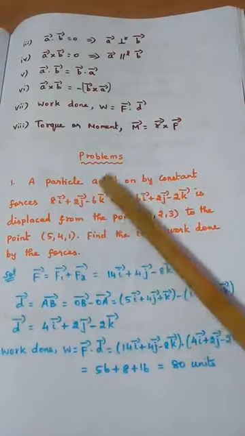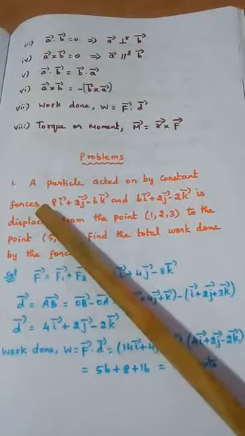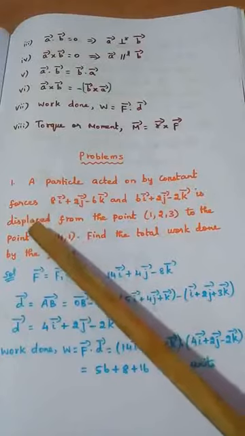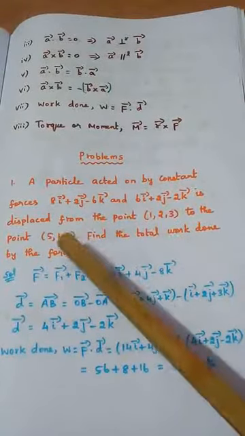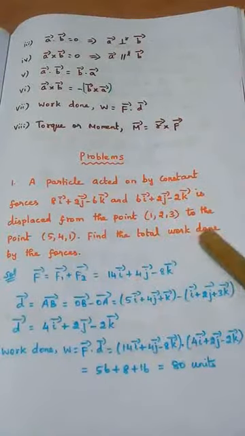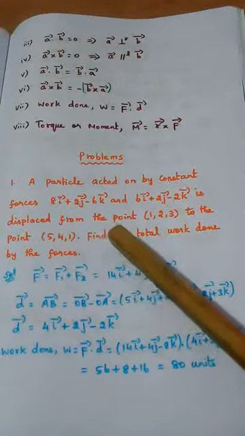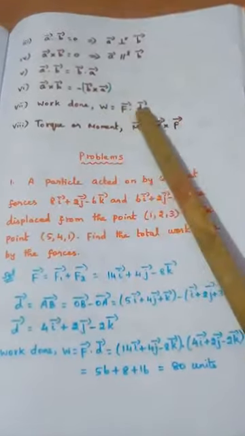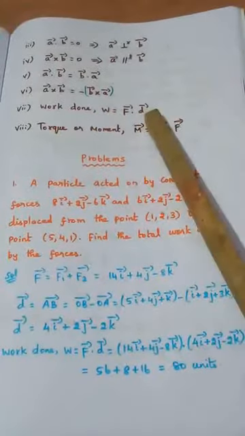Again I repeat, a particle acted on by constant forces, plural form. These two are called forces. The particle is displaced from this point to this point. Find the work done by the forces. The question is very simple. So we know the formula for work done. W is equal to F vector dot D vector.